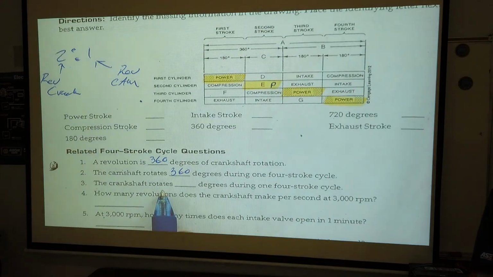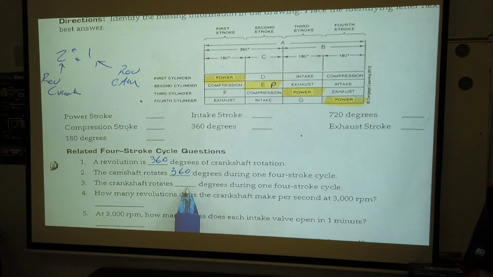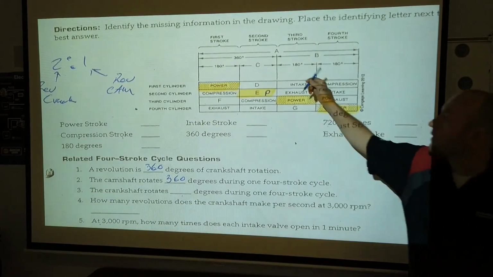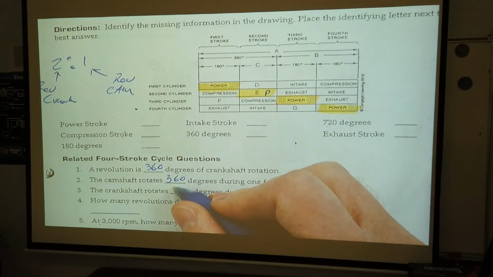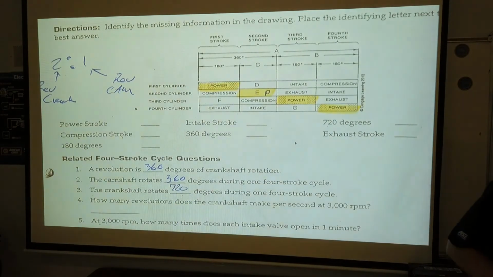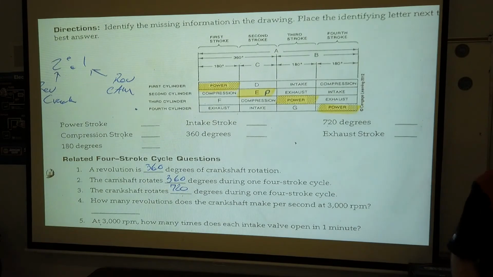The crankshaft rotates how many degrees during our 4-stroke cycle? The answer to that will be 720. So the crankshaft rotates 720 degrees in our 4-stroke cycle.